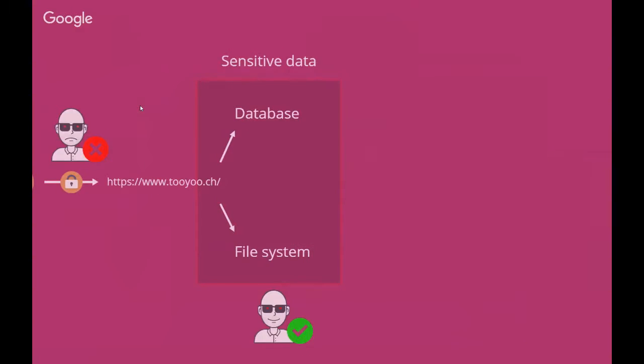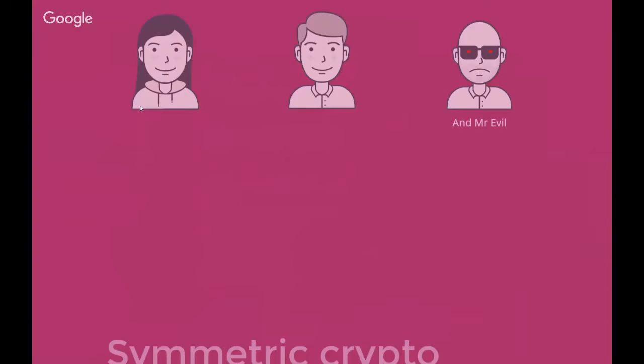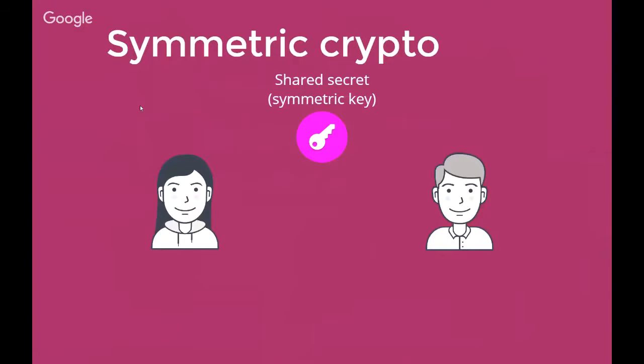Before going any further, I need you to have some basic knowledge about cryptography. So I will just explain two basic concepts. The first one is symmetric cryptography. In symmetric encryption, you have a shared secret, which is called a symmetric key. And both parties need to know about this shared secret beforehand. So they need to agree on it first.